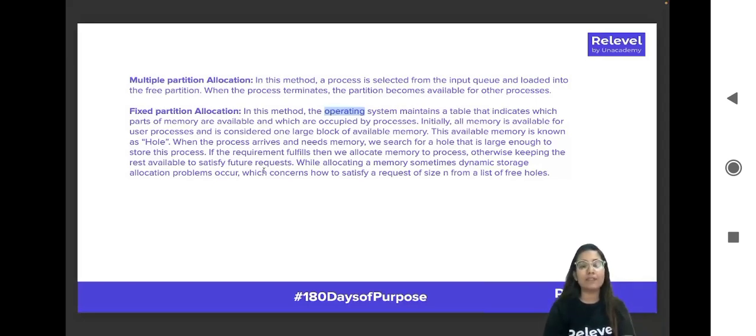Otherwise, we keep the rest available to satisfy future requests. While allocating memory, sometimes dynamic storage allocation problems occur, which concern how to satisfy a request of size n from a list of free holes.